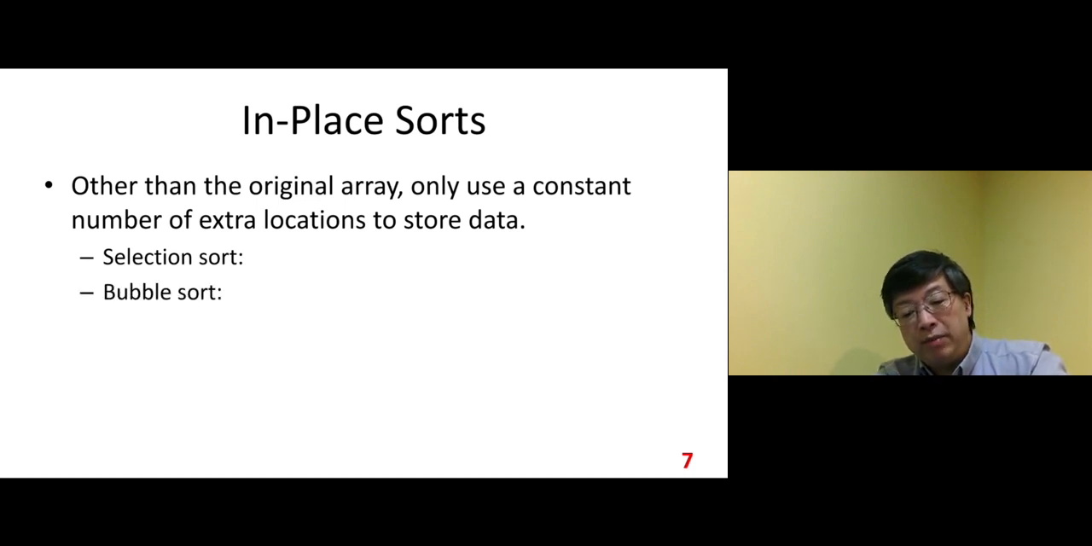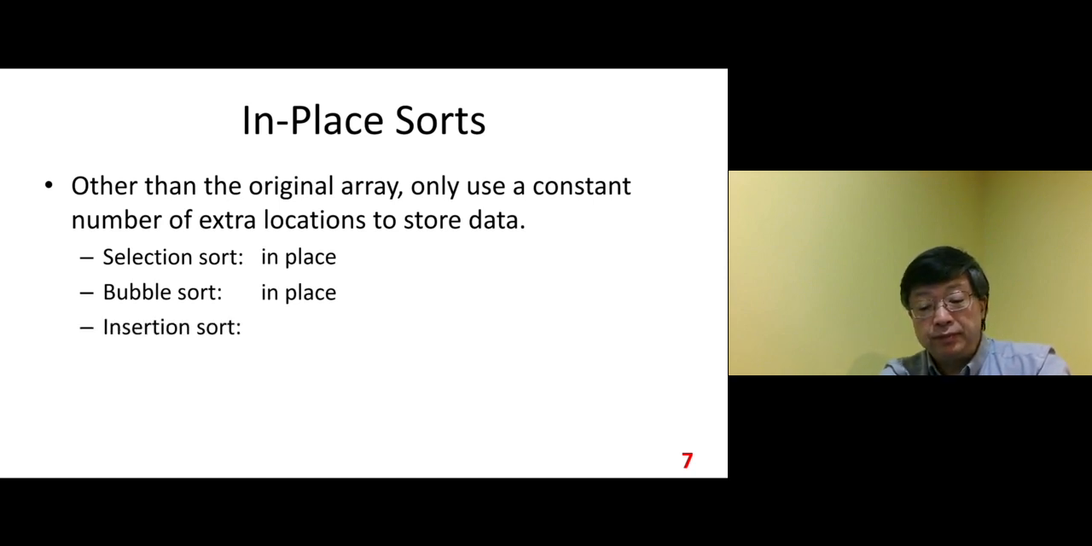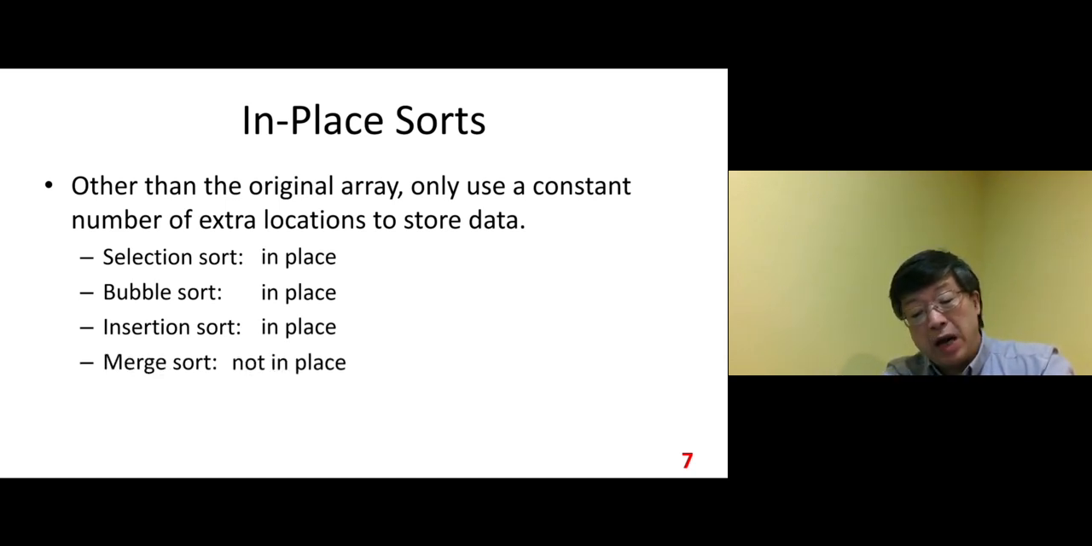Selection sort, bubble sort. We know selection sort is in place. Look at the extra space we need to use. Very little. Bubble sort is also in place. Insertion sort is in place. Merge sort is not in place. We need a lot of extra space. Remember, we need to do recursion. Even the merge step needs an auxiliary array, so we need to copy. So the merge step is not in place.